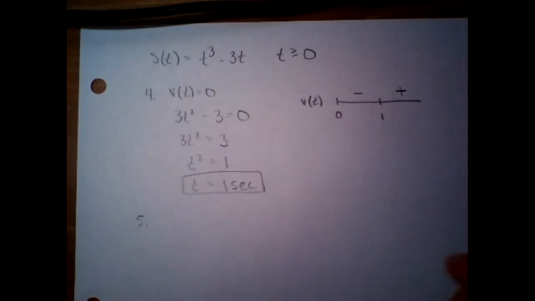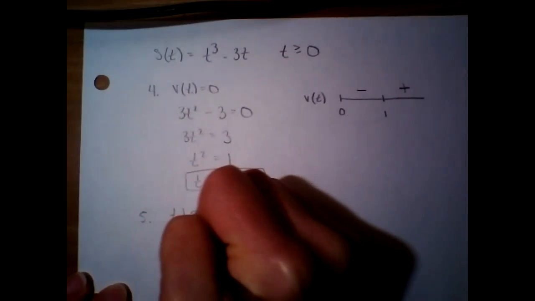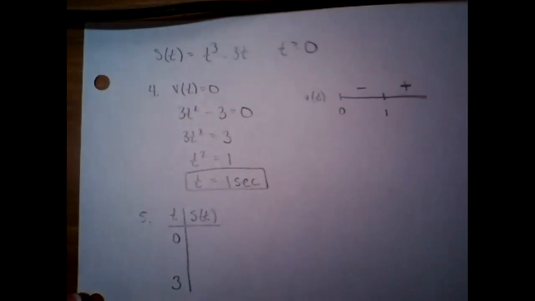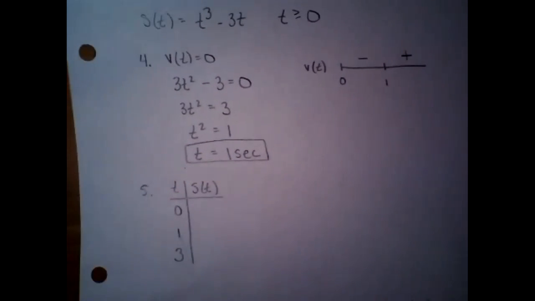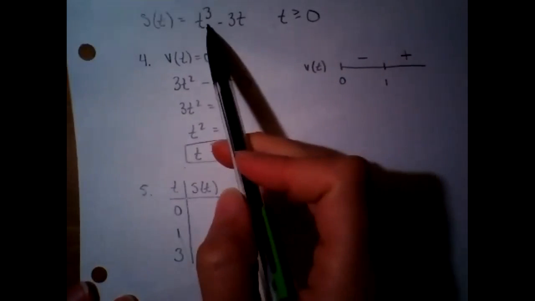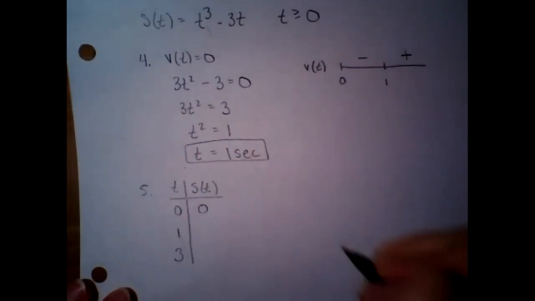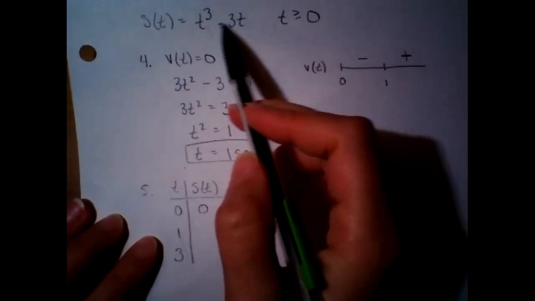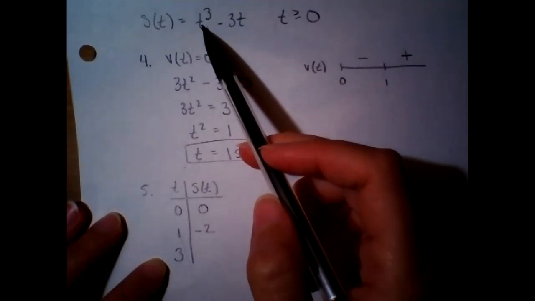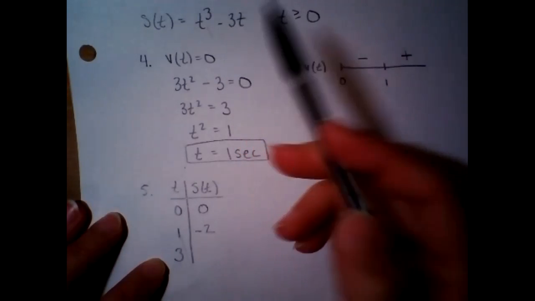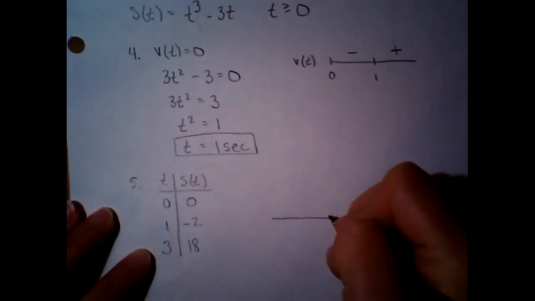And so what 5 is asking for is the total distance traveled in the first 3 seconds. So I'm going to make a chart for position. And so I need 0 and 3 if we're going to do the first 3 seconds. And then I also need when the particle stopped. So that is going to be 1. And so we're going to plug all of those into position. So if we plug in 0, we're going to get 0. If we plug in 1, minus 3 will give us -2. And then if we plug in 3, we're going to get 3 cubed, which is 27, minus 9, which would be 18.